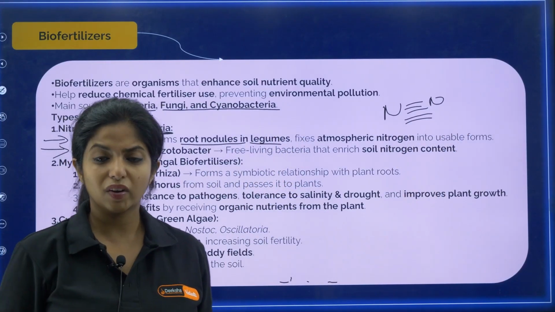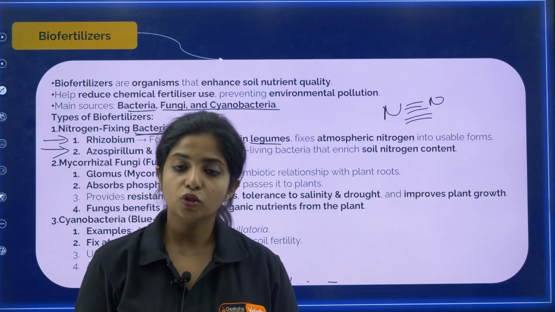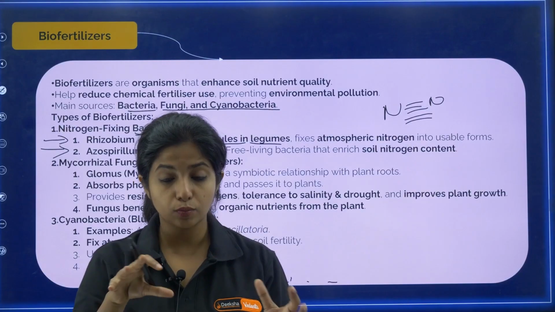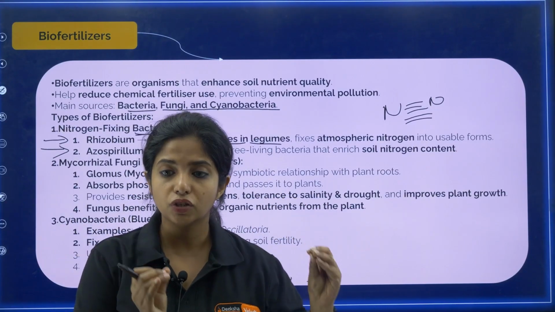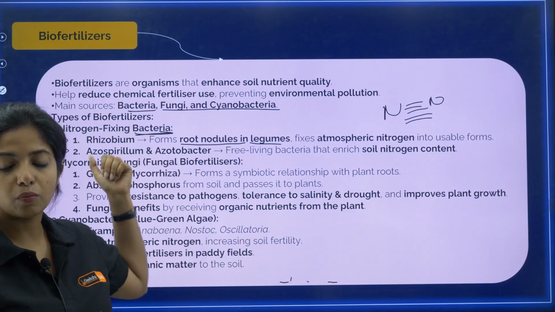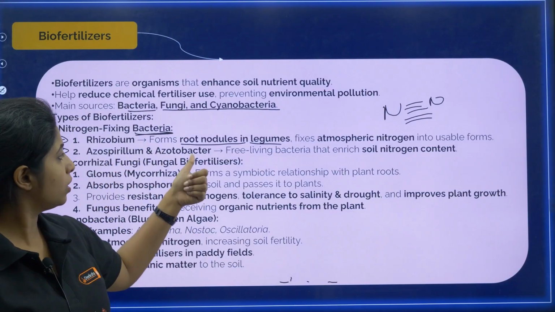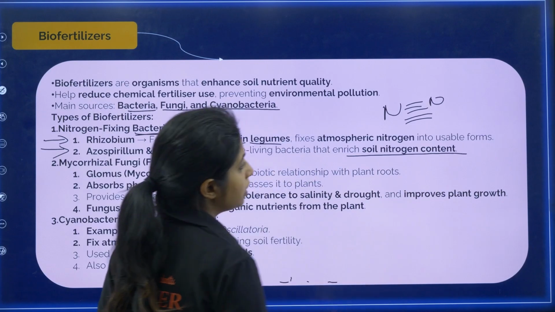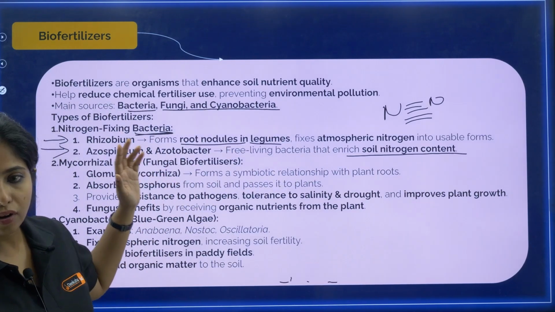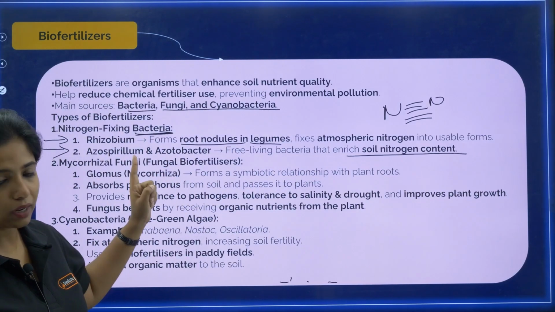So it is very difficult for the plant to take it in like that. So basically this particular nitrogen is fixed. It is broken down into other forms, ammonia and then nitrates and nitrites, and that's how the plants use it later on. So this fixation is done by the rhizobium. Even azotobacter and azospirillum, free living bacteria, enrich what? Soil nitrogen content. So these are the bacteria for nitrogen: rhizobium, azospirillum and azotobacter.